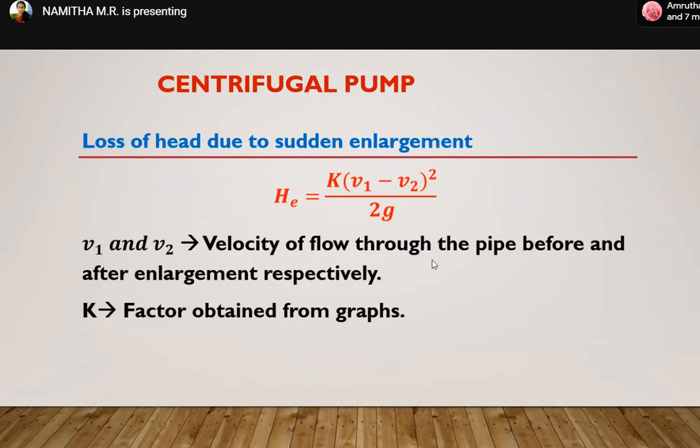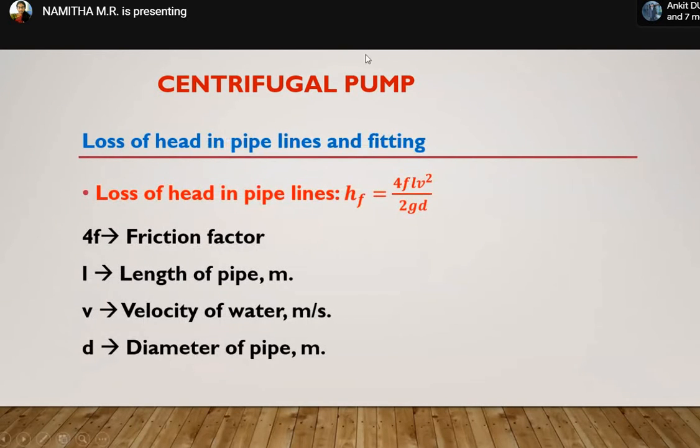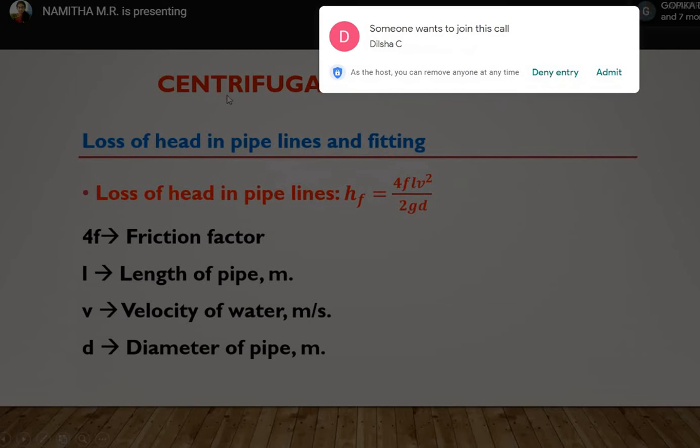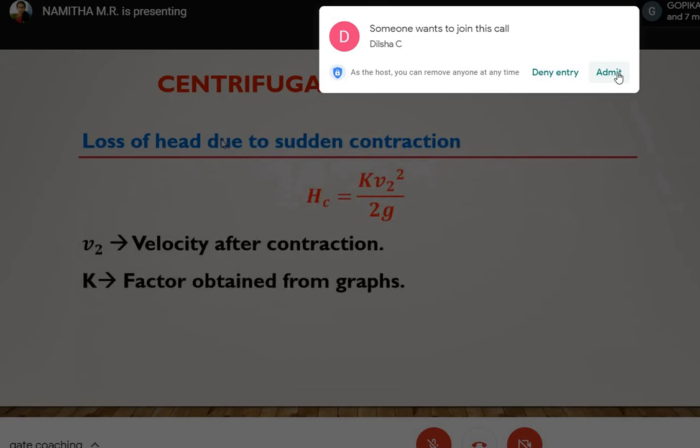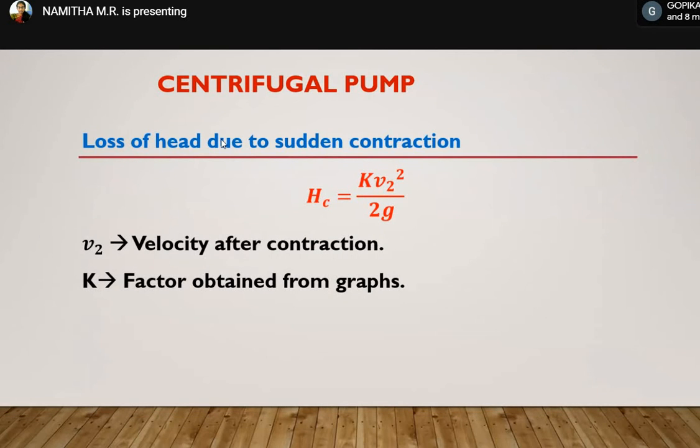Okay. K is the friction coefficient. It is a constant. It is obtained from graphs or in problems, where they will directly give the K value. Here I haven't explained the terms. Here 4f is the friction factor, L is the length of the pipe, V is the velocity of flow of water through the pipe, g is the acceleration due to gravity, and D is the diameter of the pipe. Okay.